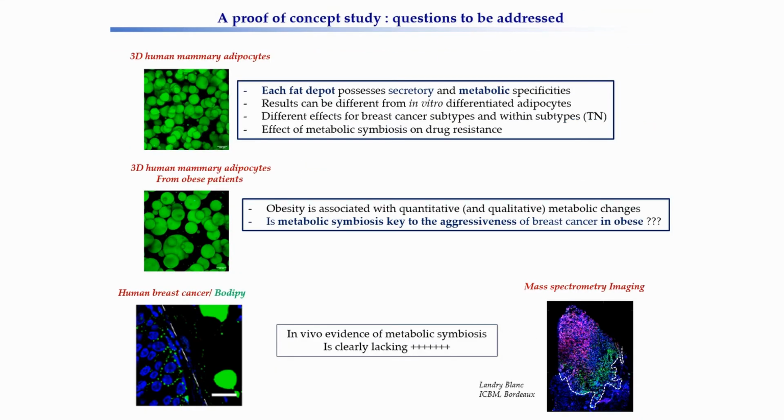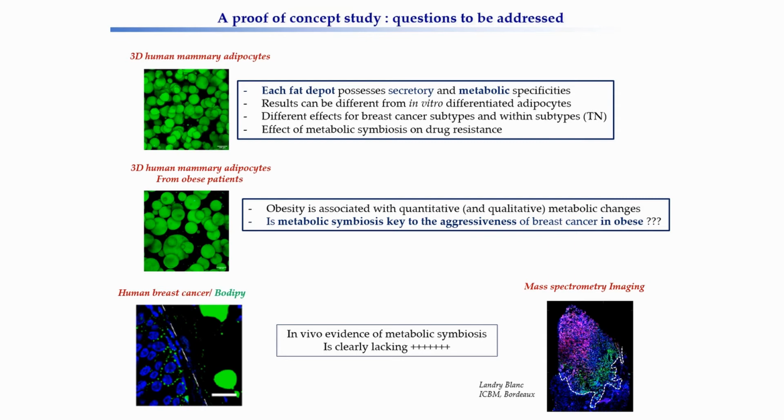So this paper is, I would like to say, more a proof of concept study in breast cancer, and there are several questions that need to be addressed. As I told you before, each fat depot possesses secretory and metabolic specificity, and the results I have shown you here are obtained with co-culture with murine pre-adipocyte cells. So it is mandatory to perform this experiment with mammary adipocyte because the result can be totally different.